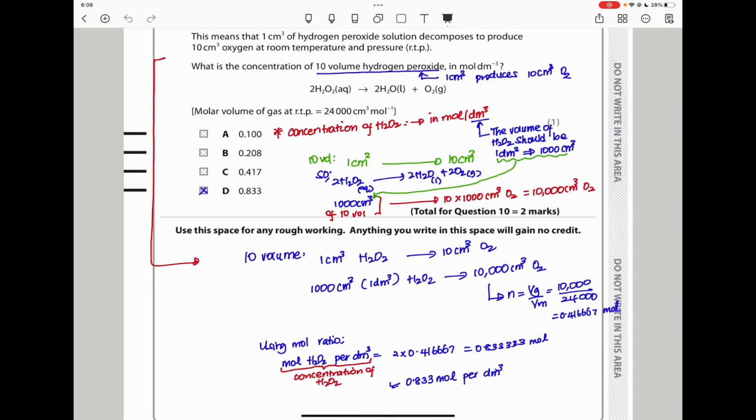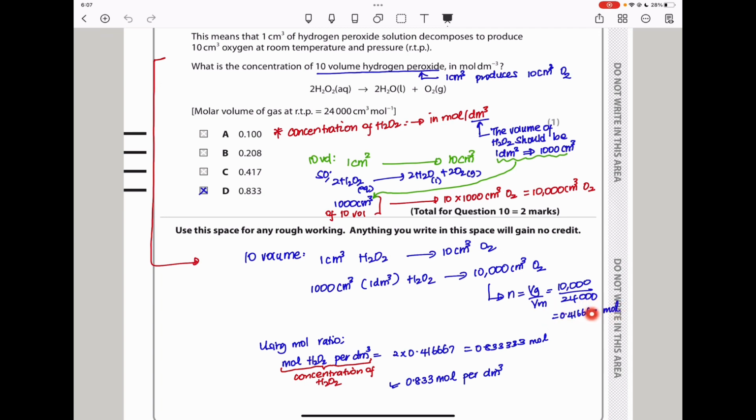So I came down here and I said, 10,000 centimeters cubed is going to be the volume of gas produced. And since we know there is this equation, number of moles is equal to volume of gas divided by molar volume, 10,000 centimeters cubed of oxygen divided by 24,000 creates the number of moles of oxygen that could be produced from 1 decimeter cubed of hydrogen peroxide. And it should be 0.416667 mole.